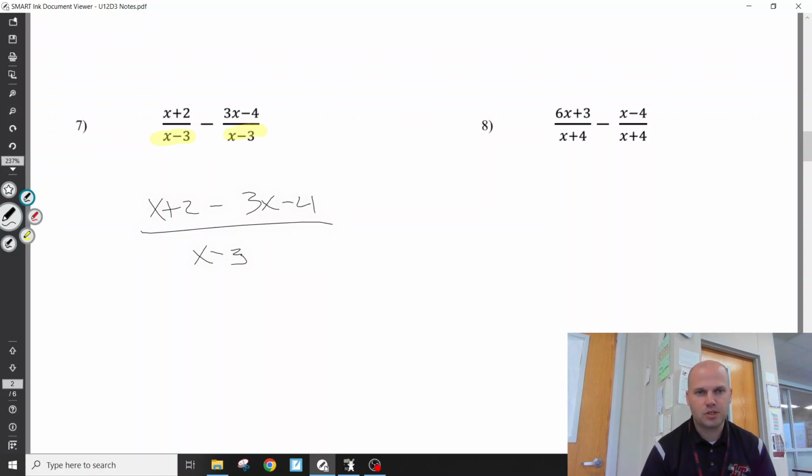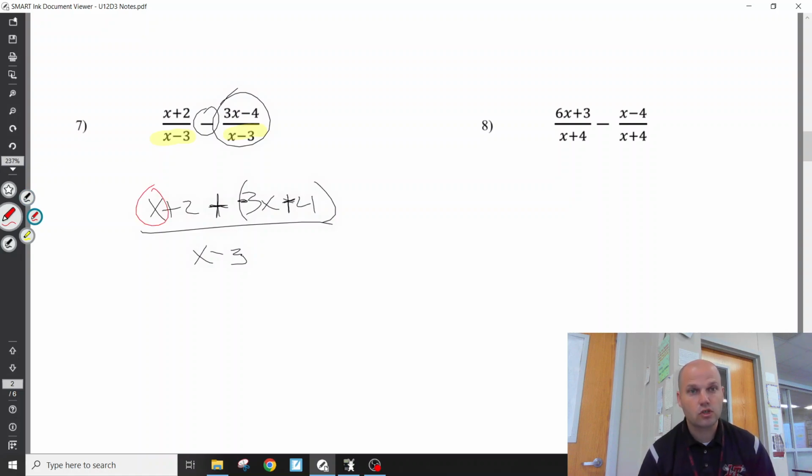Now, here's the biggest mistake. We are subtracting this entire fraction, which means we are subtracting both 3x and negative 4 from my first fraction. This is where we have to distribute the negative. And this is a big mistake made, and we're going to practice this plenty in class. Don't forget to distribute the negative to every term.